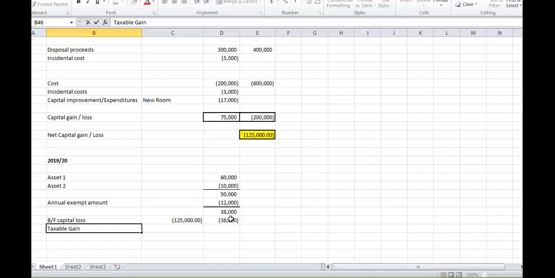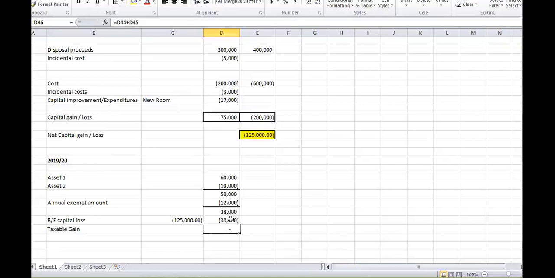This is your taxable gain. Unfortunately, 0. This is your taxable gain. And what is the remaining capital loss? Capital loss carry forward to 2020-21.